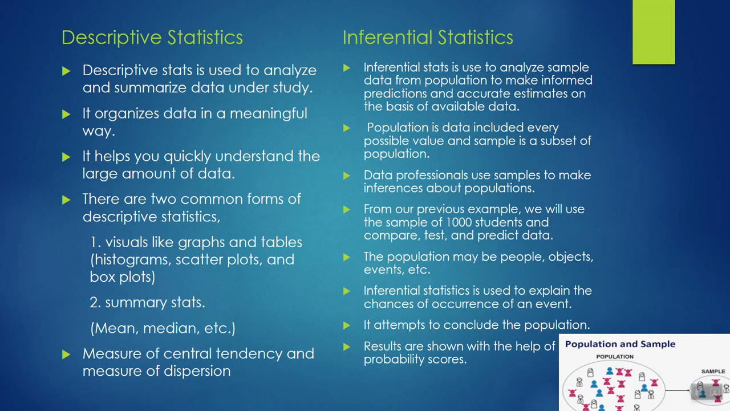Population is data that includes every possible value, and a sample is a subset of that population. Data professionals use samples to make inferences about the population. For our previous example, we will use a sample of 1000 students and compare, test, and predict data. The population may be people, objects, or events. Inferential statistics is used to explain the chances of occurrence of an event. It attempts to draw conclusions about the population. Results are shown with the help of a probability score.